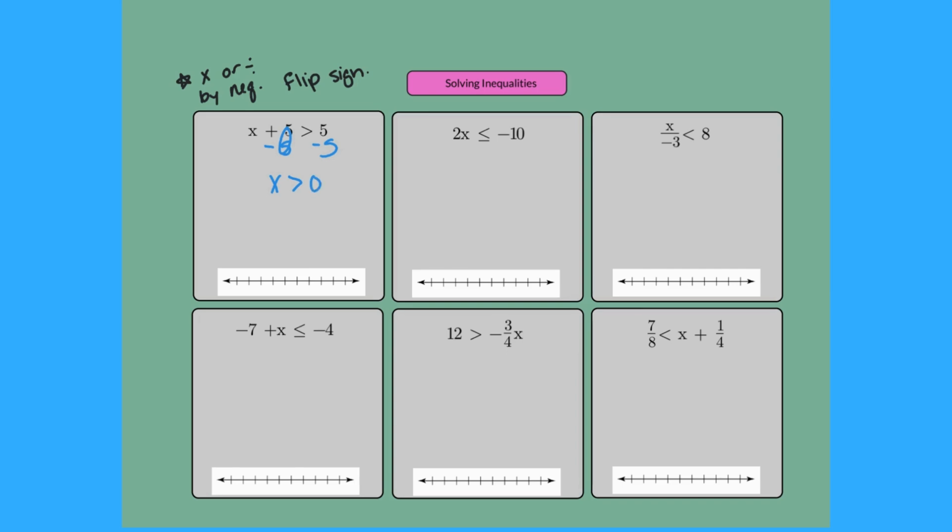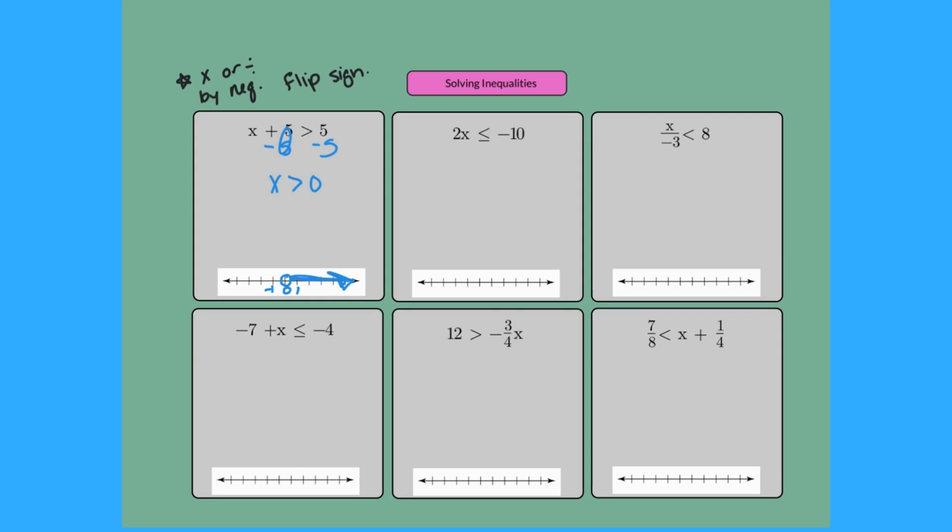So just a quick graph, I put 0 in the middle and count 1 on either side. Because it is a greater than, it does not have an equal to, so I want an open circle. And greater than, I'm going to shade to the right.